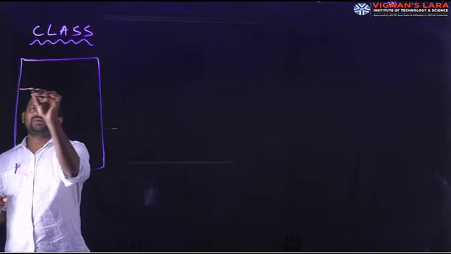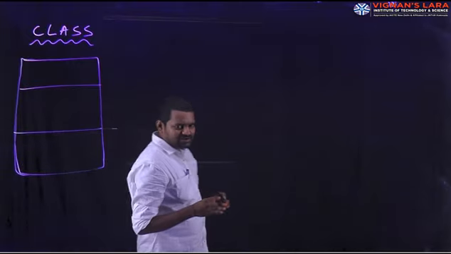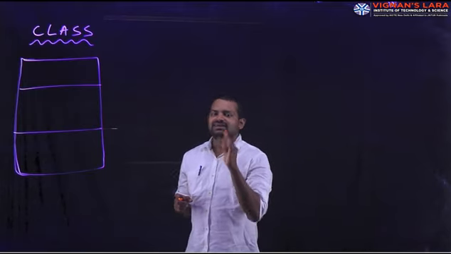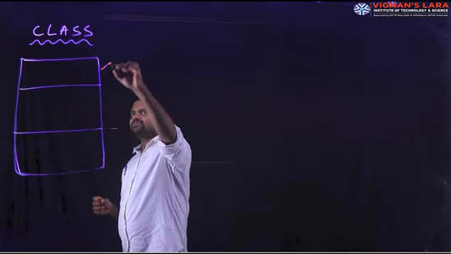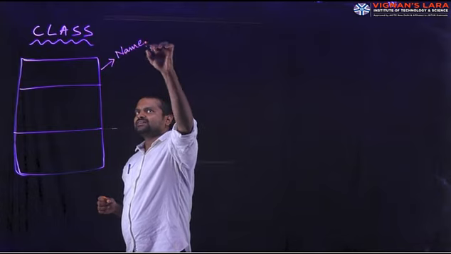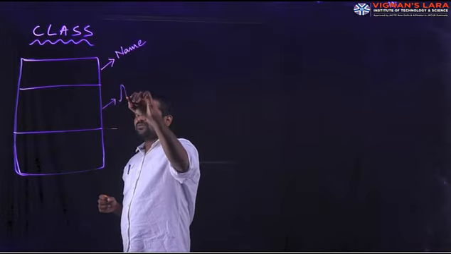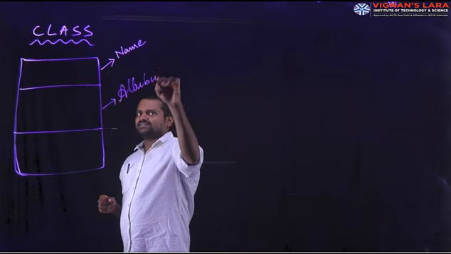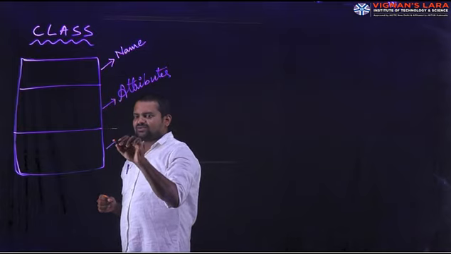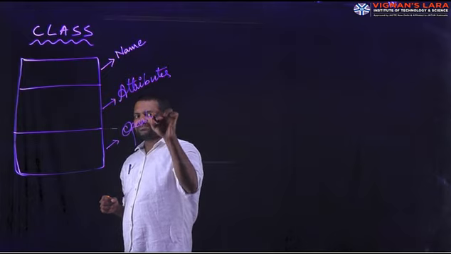So the class diagram has basic three compartments. How many compartments? The class diagram, or the class symbol, has three compartments. What is the information available in the compartments? In the first compartment, the name of the particular class will be there. In the second compartment we are going to have the attributes of the particular class. Here we have to write methods, such as operations of the class.